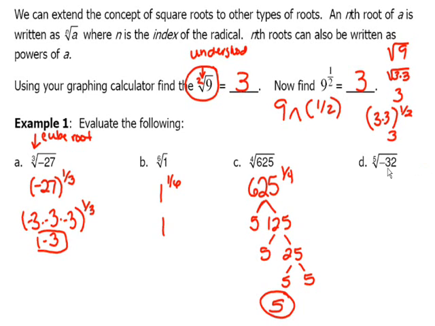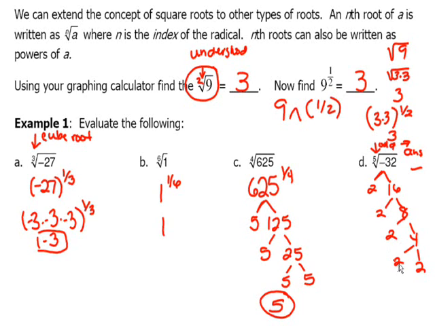All right, let's try it with negative 32. So odd, which means our answer is going to be negative. So I can basically just deal with the 32, and then I just know that I make it negative at the end. So 32 divided by 2, I've got 2 and 16. I've got 2 and 8. I've got 2 and 4. I've got 2 and 2.